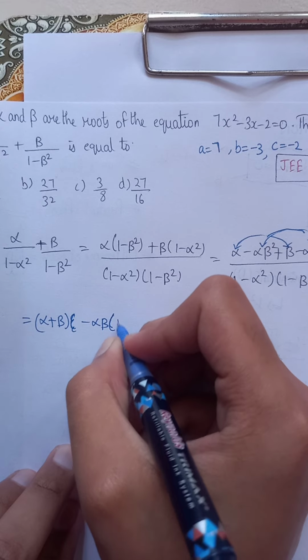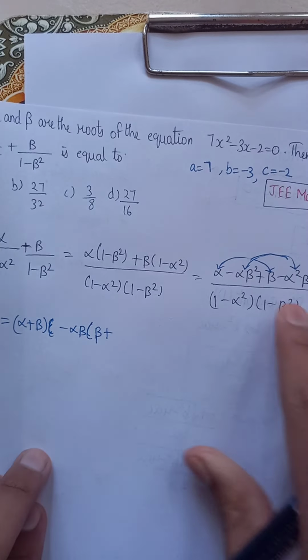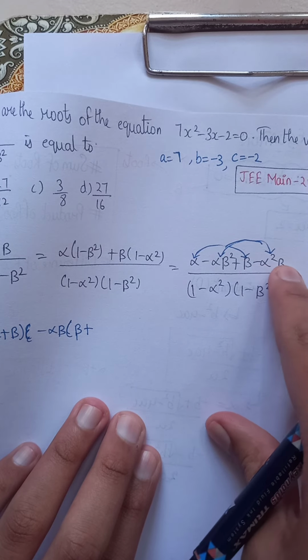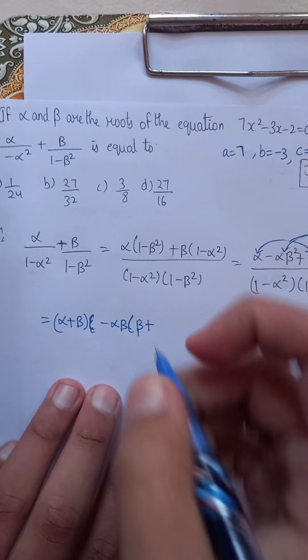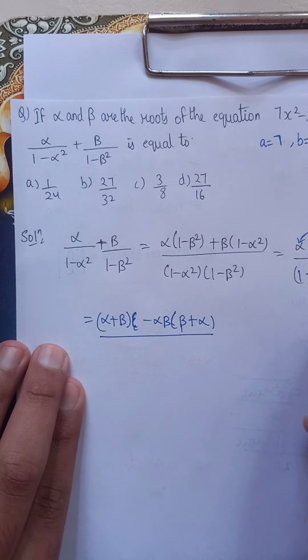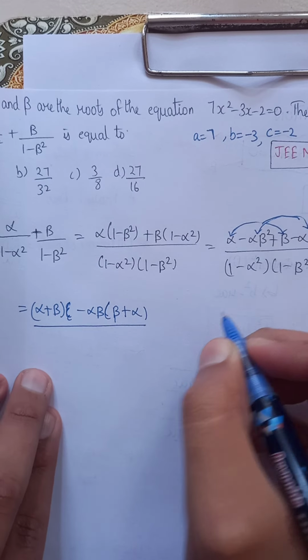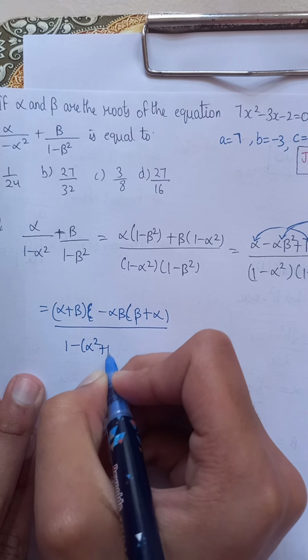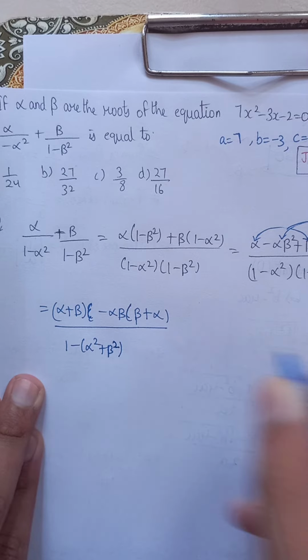Beta is going to be left out, right? So beta plus, you're taking the minus common, so inside always it will be plus. So alpha and beta take common from this, left out thing is alpha. So beta plus alpha is the same as alpha plus beta, divided by, now multiply the denominators. So 1 minus of alpha square plus beta square. How am I able to write this expression?